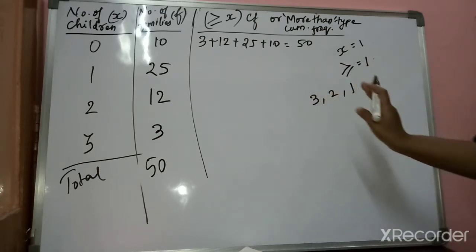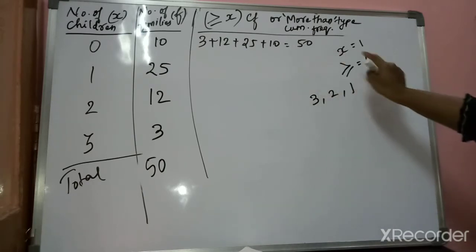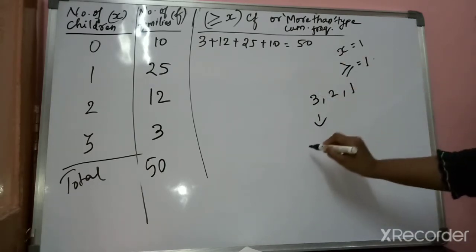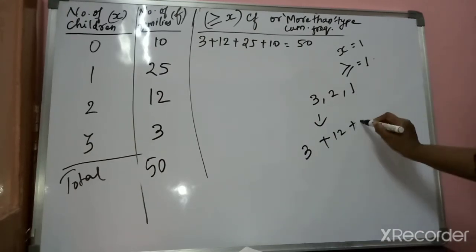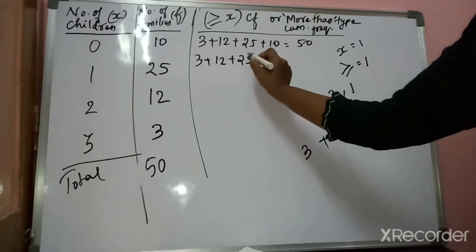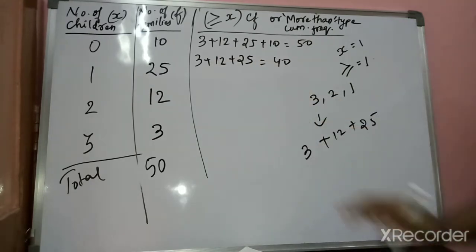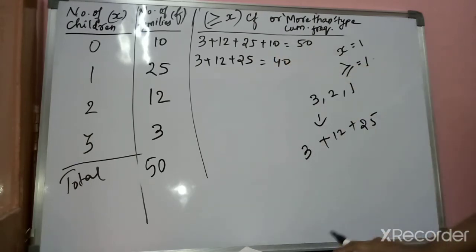Now you don't have to take 0 because it is less than 1. You only have to take the variables that are more than or equal to 1. So again 3 families is 3, plus 2 children is 12, and 1 is 25. So 3 plus 12 plus 25 is equal to 40. You can also do 50 minus 10, which is also 40. Like this you can do it.